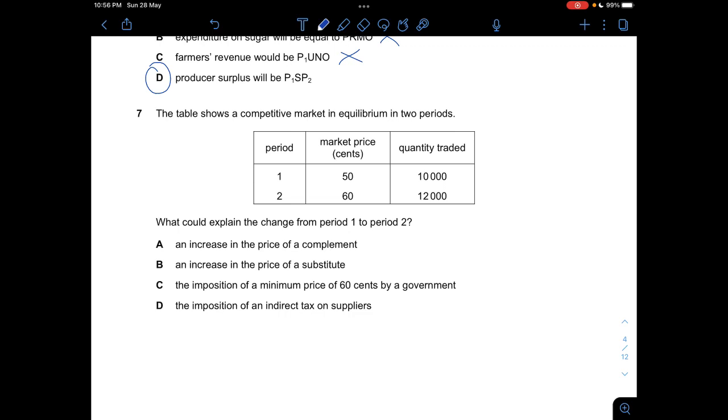A, it says an increase in price of complement, which is not correct because if there's an increase in price of complement, this will result in the demand decreasing for the original good. B, it says an increase in price of substitute. Yes, this would be possible. C, it says the imposition of minimum price, which is not correct because it already says here competitive market, so there's basically no government intervention. And D, it says the imposition of indirect tax, which is also not correct. So answer is B.